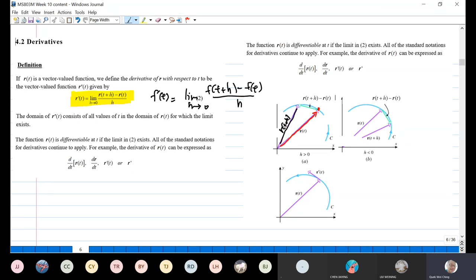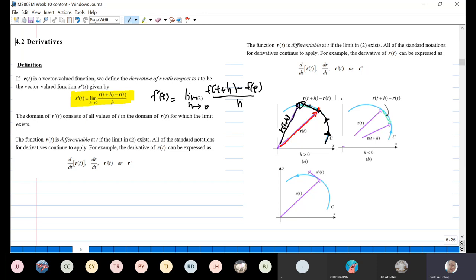So where is the difference of these two points? We take the difference, r(t+h) minus r(t), and you get this vector here. The direction depends on how the curve moves. The graph moves this way, in the increasing t direction. So the difference between r(t+h) and r(t) is this vector.